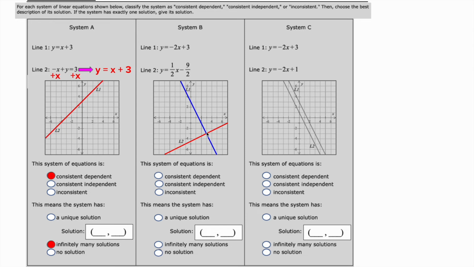They're crossing, so that makes them consistent. And since they're completely different lines, they're independent of each other. So they're consistent, independent, and this means that they're going to have one unique solution, that one spot where they cross.